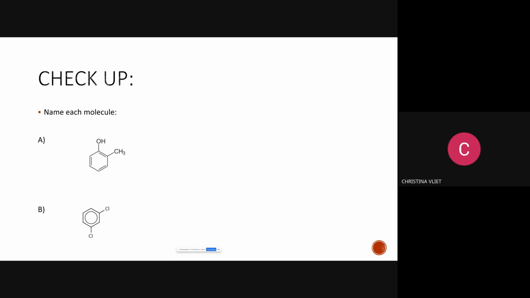What's this? A. It's phenol. So it starts with phenol. And where's the CH3 from the phenol? Two. So 2-methylphenol. That's what I said. All right, what about B? That's 2,4, no, dichlorobenzene, not 2,4. 1,3. Yep.